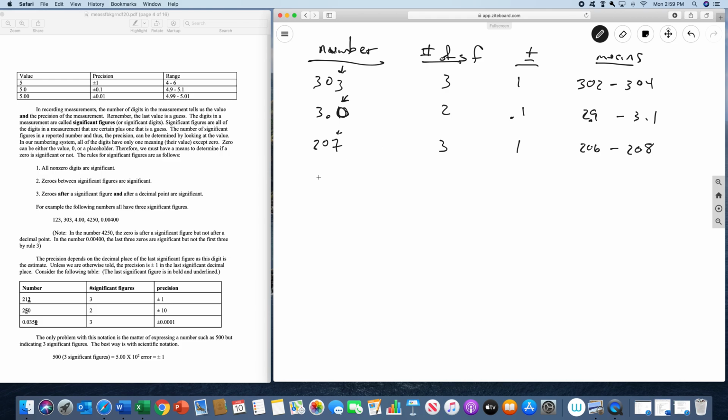Now what if I have the number 0.026? That 0 is a placeholder, and a really easy way to tell is if you cover it up, does it change the value? And it does. That 0 is after a decimal point, but it's not after a sig fig. So this only has 2 sig figs. It's plus or minus 0.001, so it's between 0.025 and 0.027.